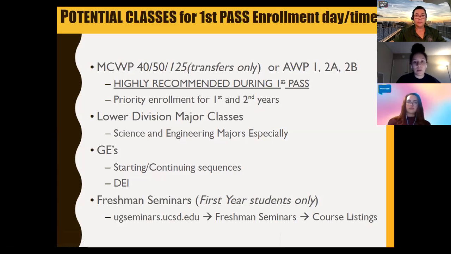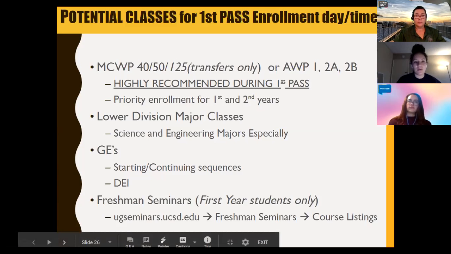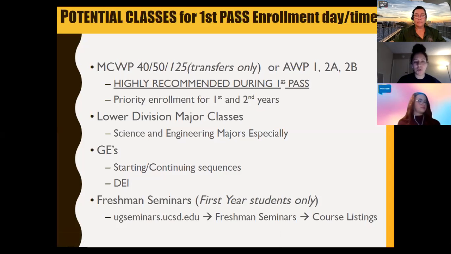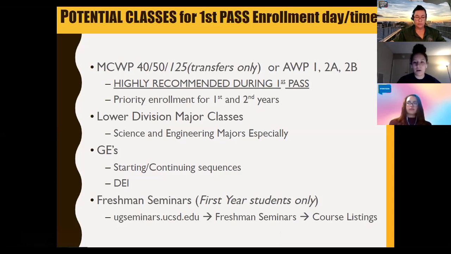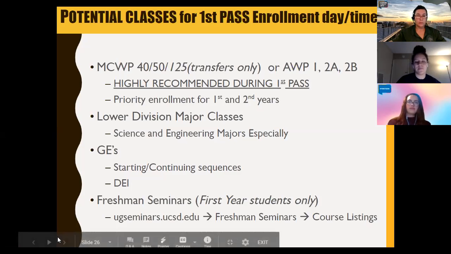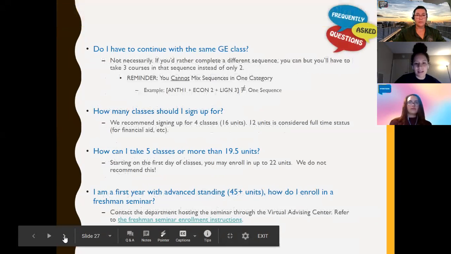There's also freshman seminar courses, which first-year students are allowed to take. It's also important to keep in mind that you have the ability to get authorization to enroll in these courses, say if you have sophomore standing. So even if you're still technically a freshman, but you have more units and are considered sophomore standing, you still have the ability to enroll in these seminars, and they can be found at the website ugseminars.ucsd.edu. Going on to the next slide, we'll continue with some questions that are often asked.